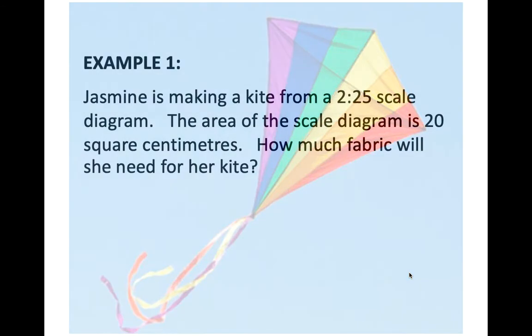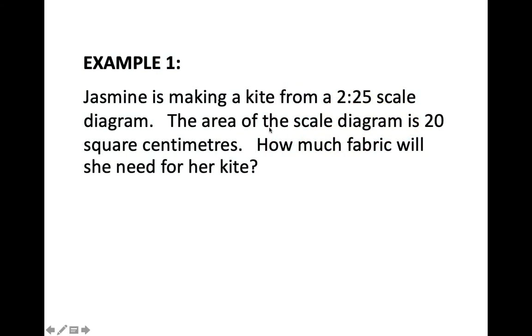The first one is about a kite. Jasmine's making a kite from a 2 to 25 scale diagram. The area of the scale diagram is 20 square centimeters. And so what will be the area of the new kite? In other words, how much fabric will she need for her kite?